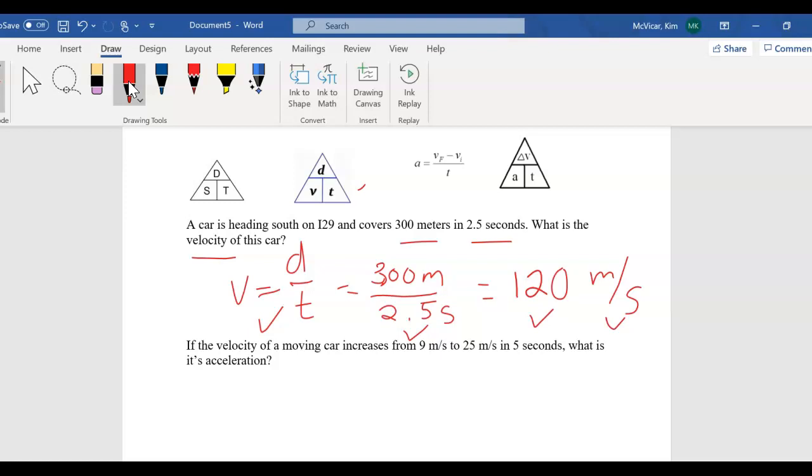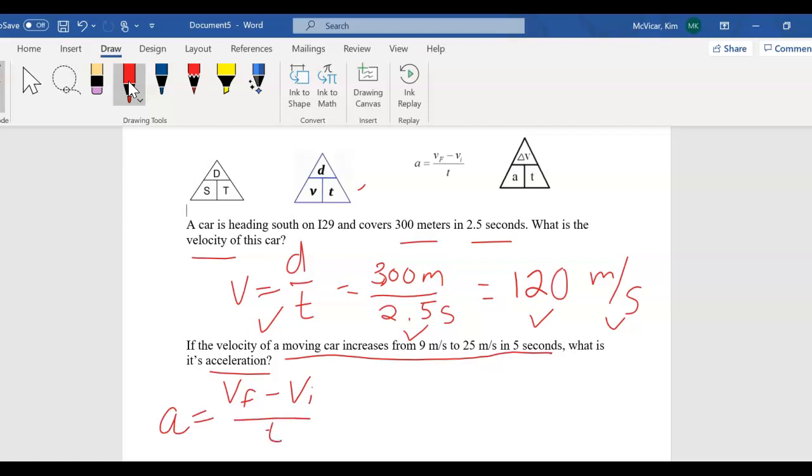All right, this one is acceleration. You can see right there, what is its acceleration? So I know I'm going to use that last triangle there. If the velocity of a moving car increases from 9 meters per second to 25 meters per second in 5 seconds, what is its acceleration? Acceleration is delta V over T. Delta V is velocity final minus velocity initial.